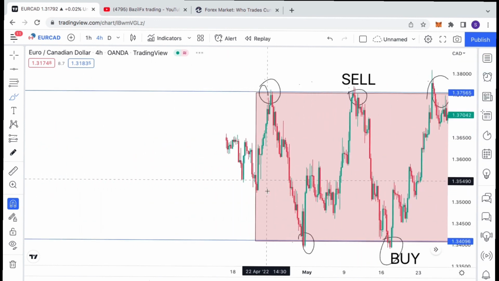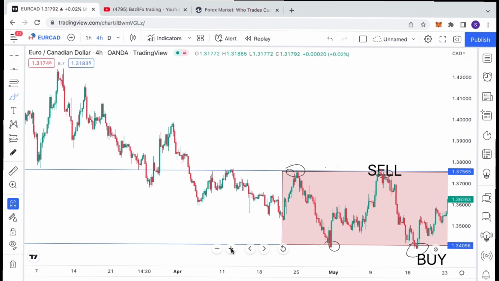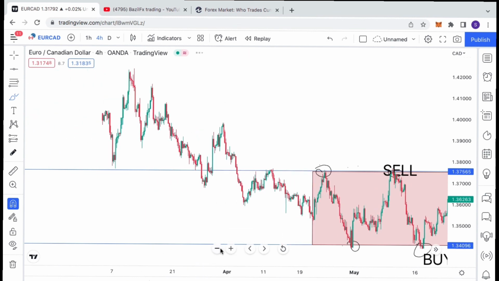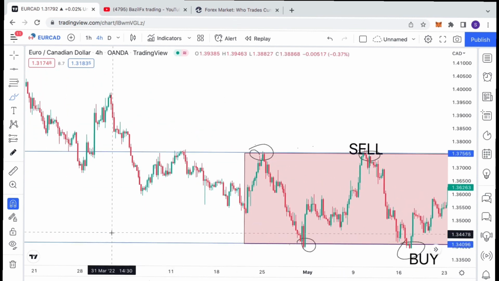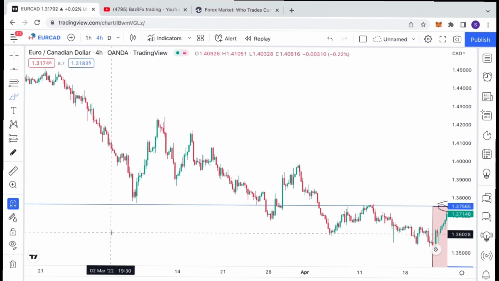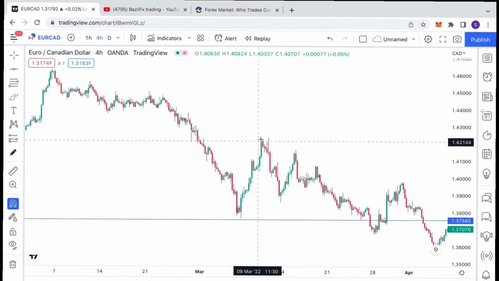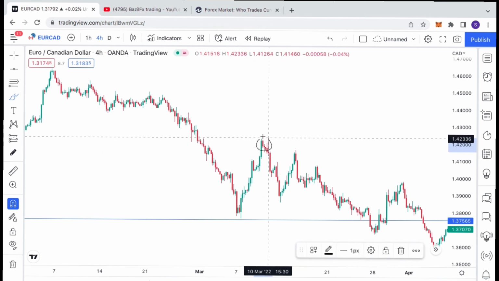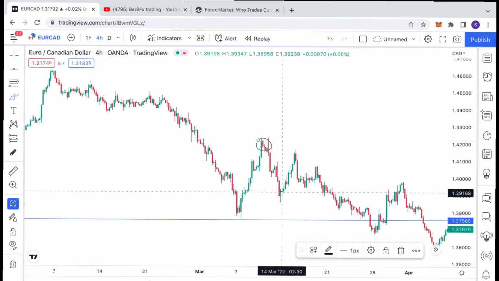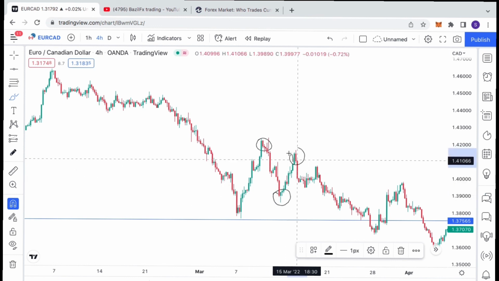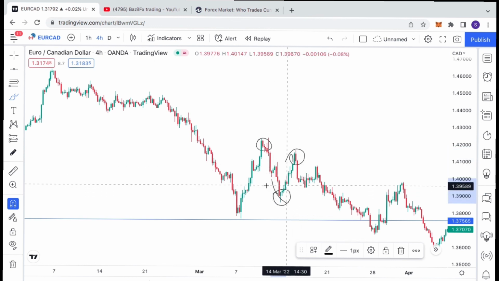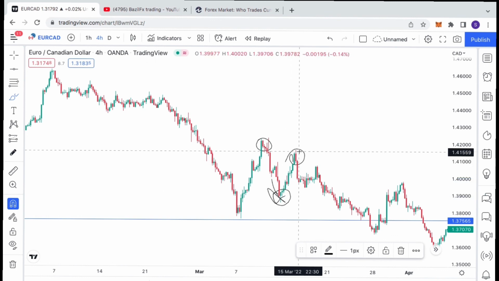Some of the other demand zones and supply zones, I'll show you some of them here. As you can see, this is a nice downtrend. So right here is a supply zone. Banks drive the market down. Again, they drive the market back up here. You see? So this is a demand zone here. Then here the supply zone right here.